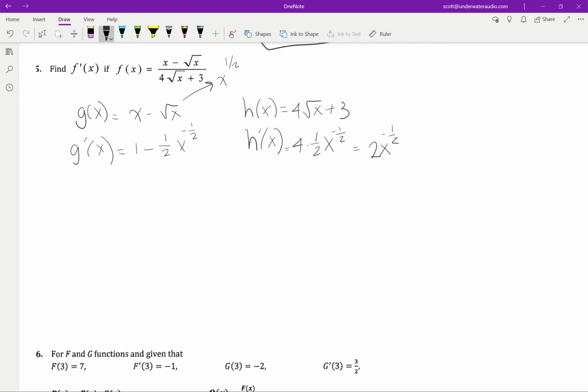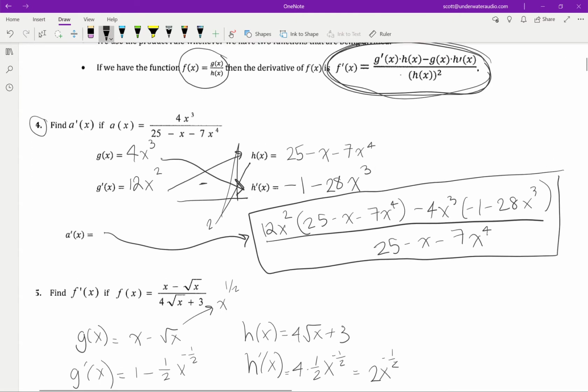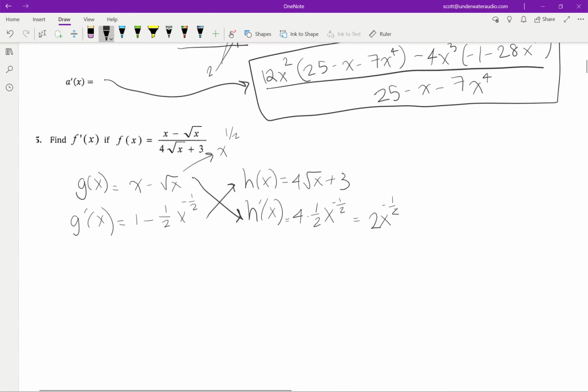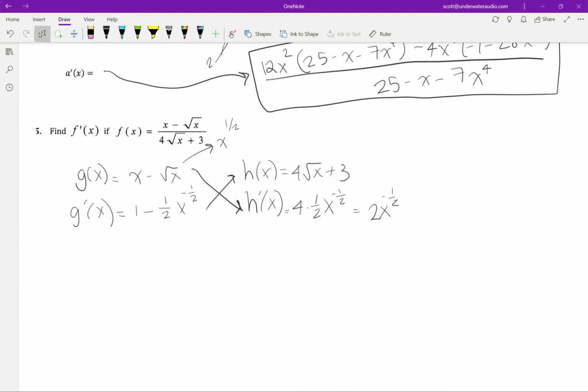Okay, so I'm really hoping that you guys will remember to use your note card. So we are going to do g prime times h and then subtract g h prime. So let's do that. Then we'll check back there. So 1 minus 1/2 x to the negative 1/2 times 4 square root of x plus 3, and then minus g of x, x minus the square root of x times h prime of x.